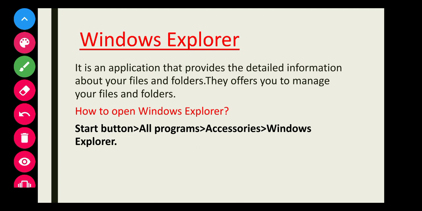Okay, now if you have to open the Windows Explorer option, what are the steps we are going to follow? The first is that you have to click on the start button. After that, click on all programs. After that, go to the accessories option, and in that accessories option you will get the option of Windows Explorer, and the Windows Explorer window will appear.